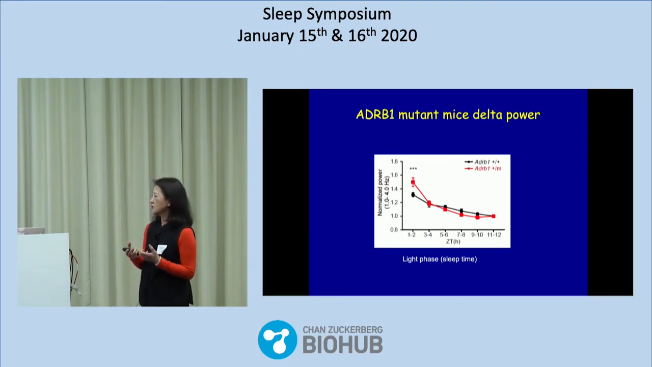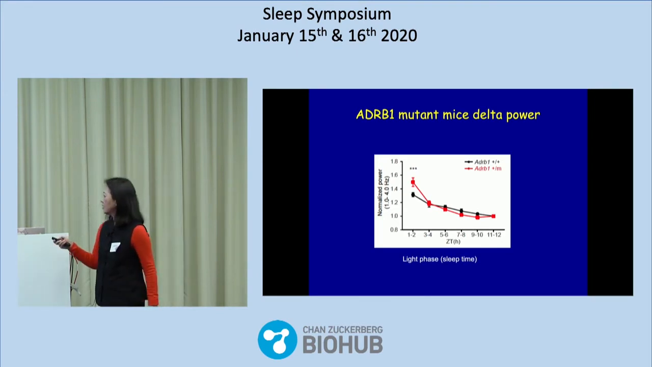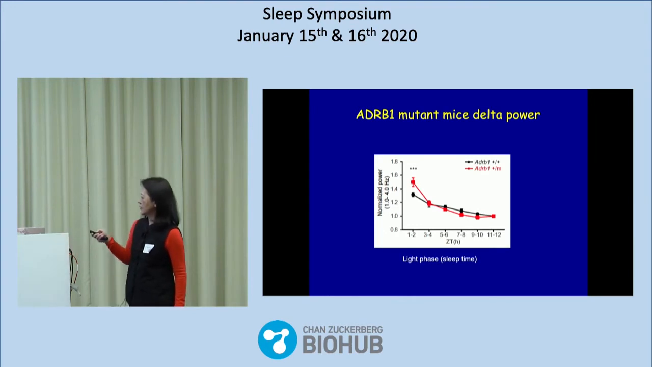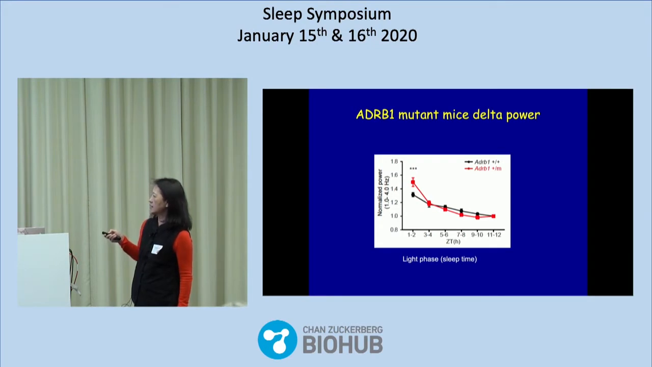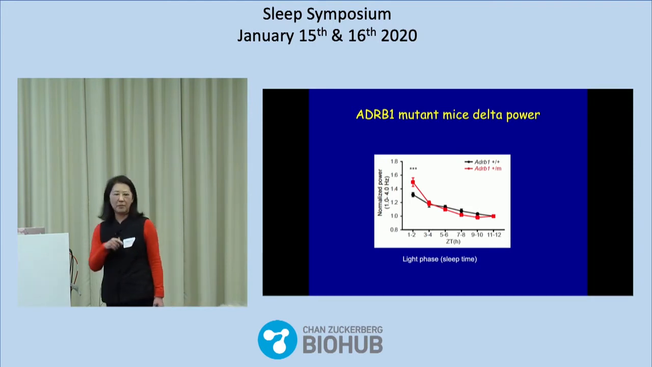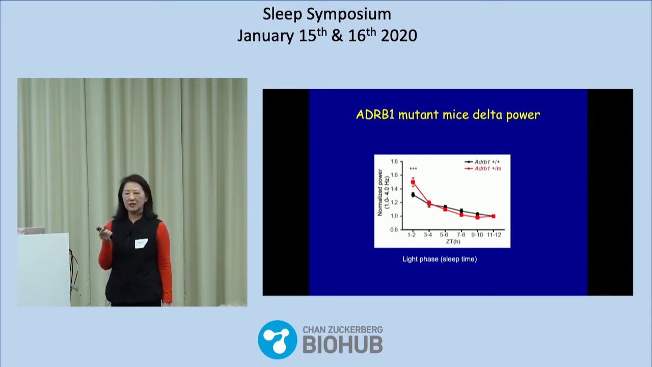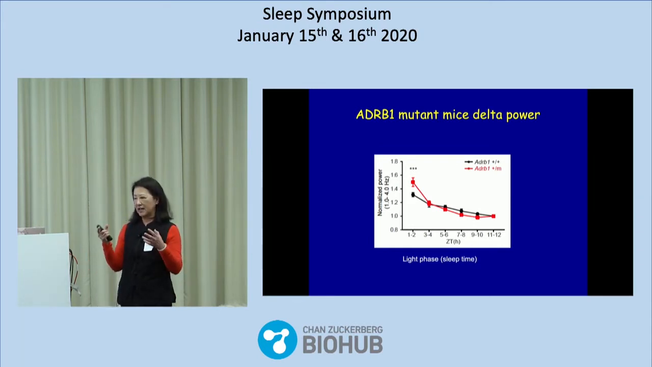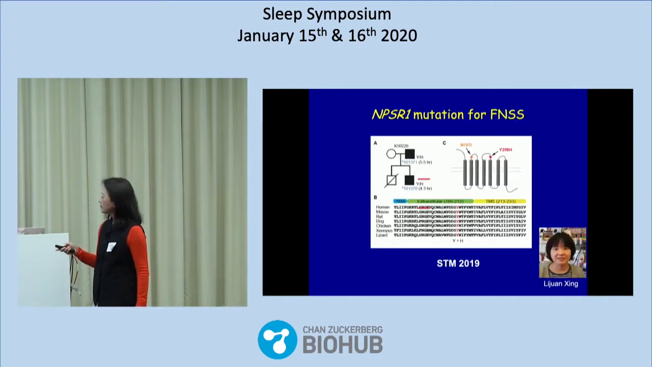To distinguish these two possibilities, we looked at their delta power, using delta power as the sleep pressure index. And we found that the mutant at the end of the dark phase, in other words, at the end of their active phase, does have higher sleep pressure than the wild type mice. In other words, the mutant mice, and probably humans, do accumulate sleep pressure, but for some reason their body can sustain higher sleep pressure than the rest of us.